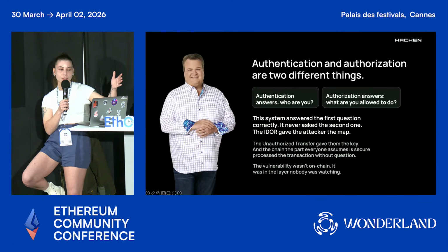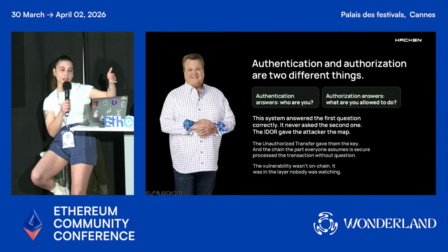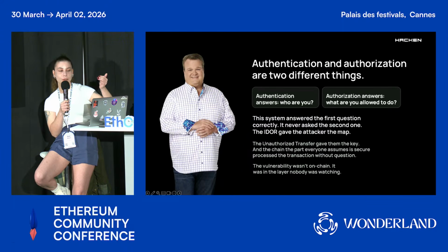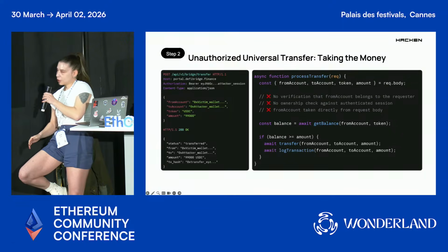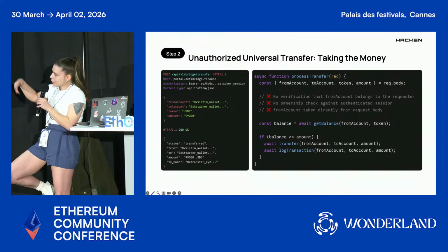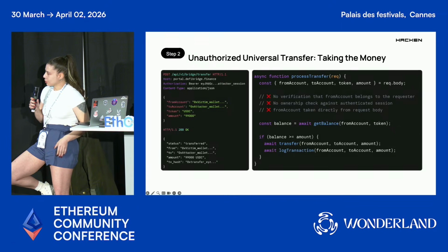So authentication and authorization are two different things. Authentication answers who are you, and authorization answers what are you allowed to do. In that scenario, the authorization header is valid, but it never asks who that authorization header belongs to.